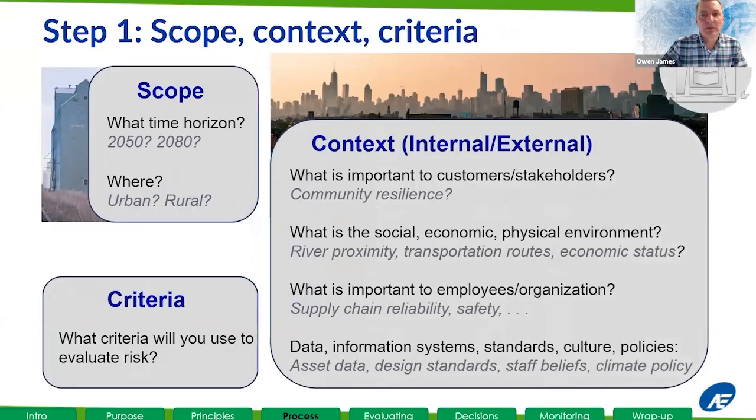So step one, see the little graphic at the top here, this is where we're at. Scope, context, and criteria. A lot of content on this slide, but it's just really about understanding who you are and where you are. So you could be a community that is built in a floodplain. That's pretty important context to understand. Is there a public profile to the things that you do? What is your key product or service? Are you in a tornado belt, a wildfire area, an agriculturally sensitive area?